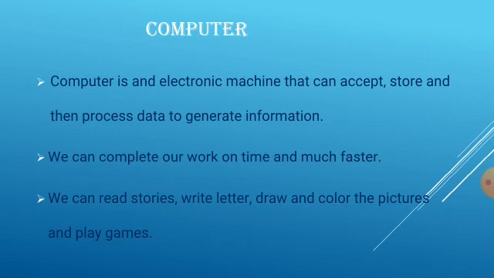We can complete our work on time and much faster. Human brains work a little bit slow. But when it comes to a computer, it is super fast to calculate and do work on time. We can save our time, energy, and make our work easy through computer. We can read stories on computer, write letters to our friends, draw and color the pictures, and play games.